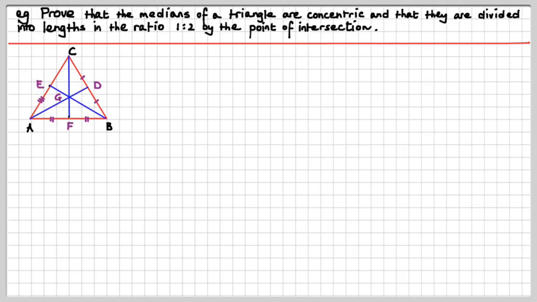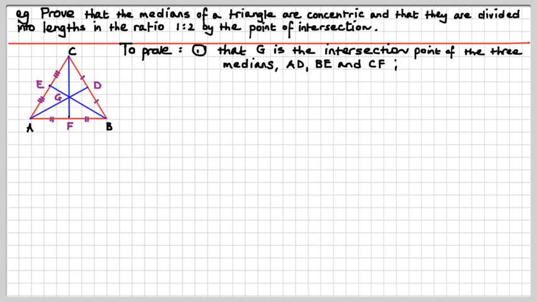There's the triangle, and I'm showing midpoints there. You can see that point G is the point that all the medians go through. So there it is. Now, what have I got to prove? I've got to prove, one, that G is the intersection point of the three medians, that is AD, BE, and CF. That's the first thing I've got to prove.